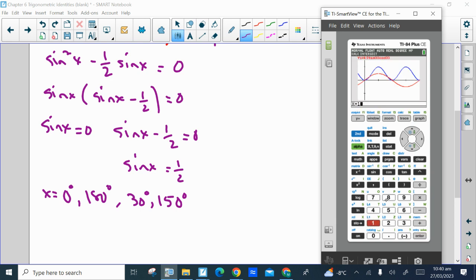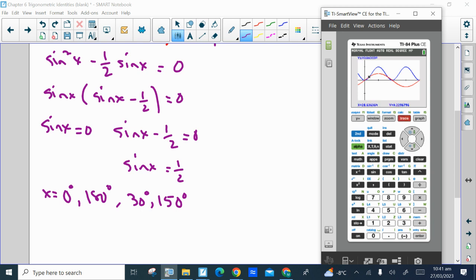If we check 180, that's an answer. If we check 0, that's an answer, a point of intersection. And now we just have to check 30. That's also a point of intersection. So those 4 points do work, but we just have to make sure that none of them are non-permissive.